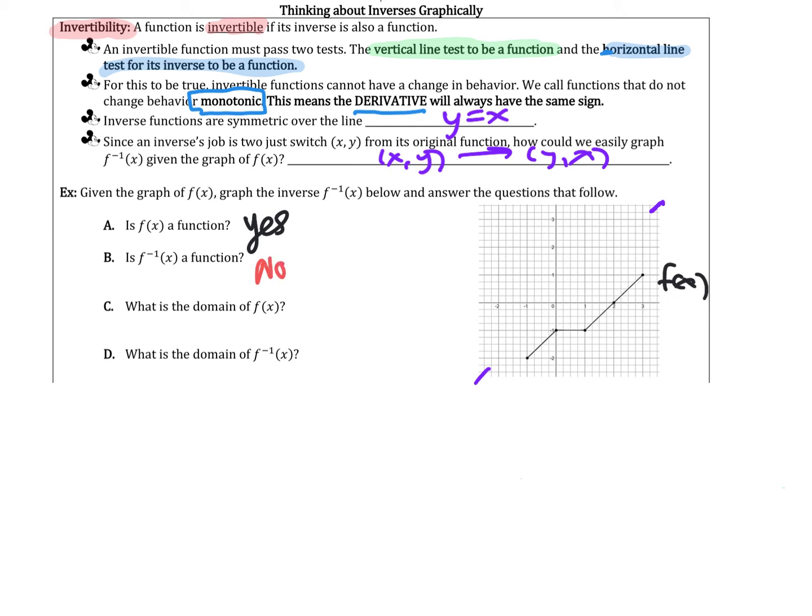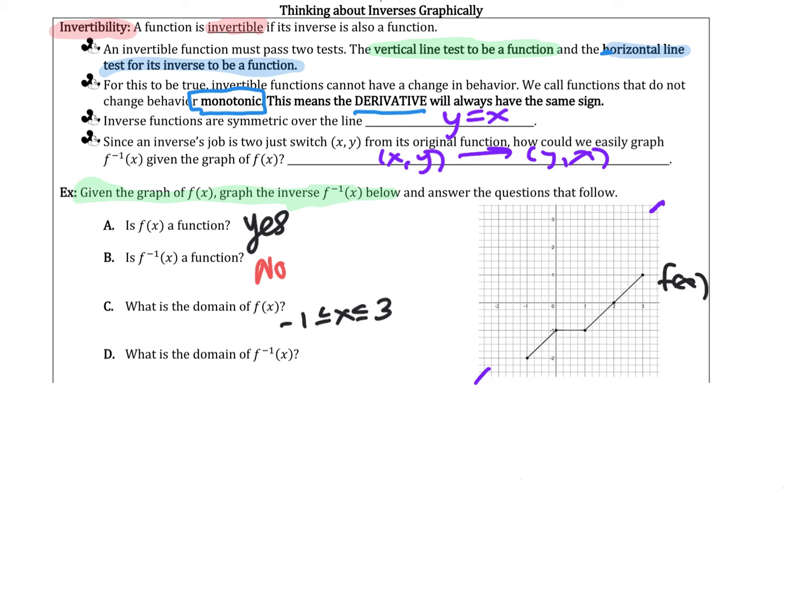And then we're being asked for the domain of f of x. Well, it looks like the furthest to the left it ever goes is -1, and the furthest to the right it ever goes is 3. And then we're being asked about the domain of the inverse, which we don't know yet. And I also sort of skipped over, given the graph, the inverse. So let's go ahead and go back and do that.